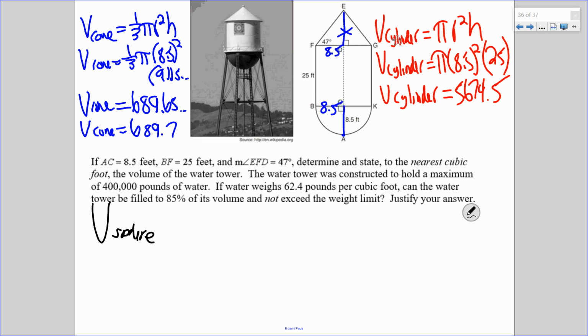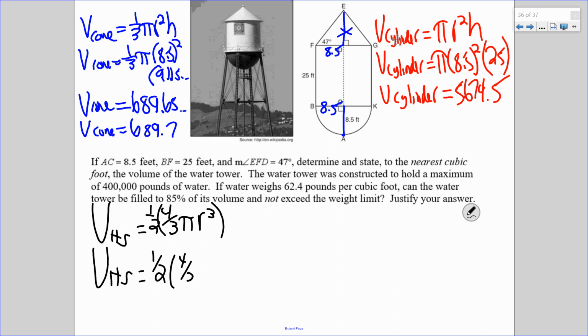I'm sorry, it's not a sphere, it's a hemisphere. Well, sphere is 4/3 pi r cubed. So hemisphere is half of a sphere, so it's half of that. Volume of the hemisphere is 1/2 of 4/3 pi, radius is 8.5.